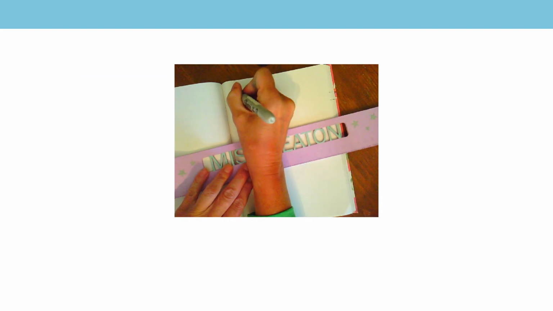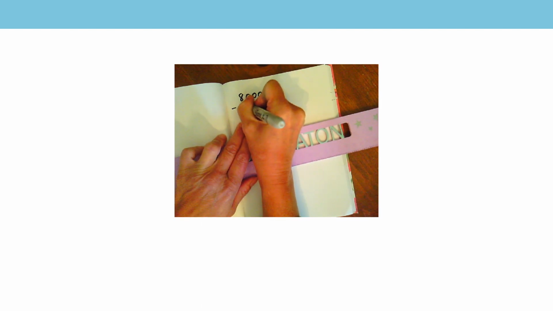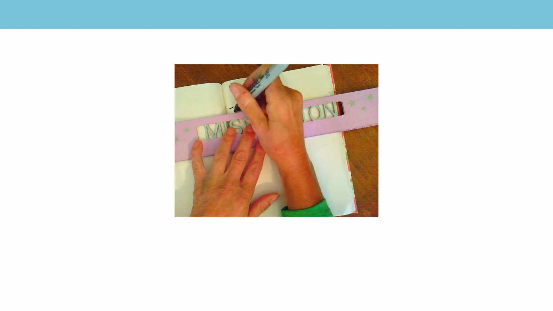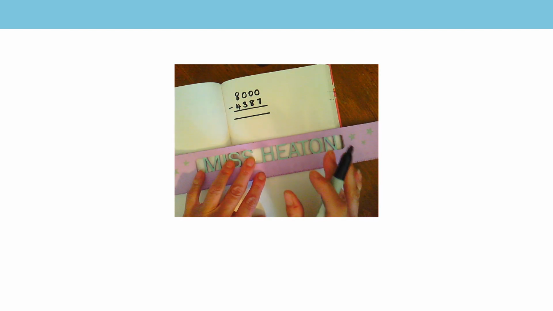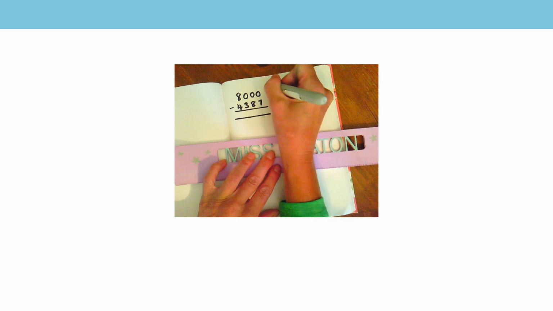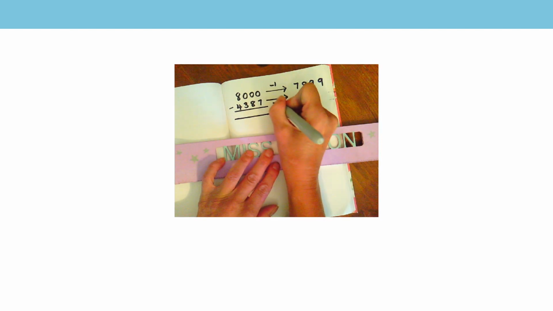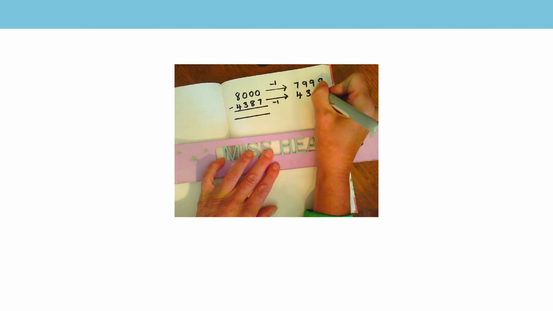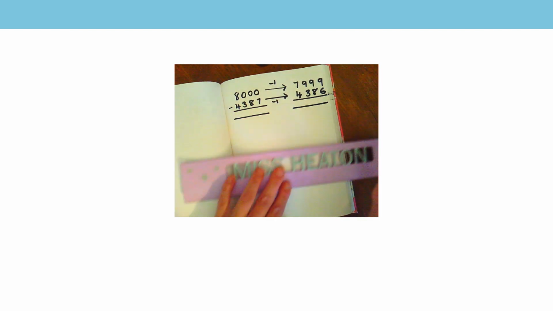Let's have a look at the first one. I had 8,000 and I want to subtract 4,387. So that's how that would look vertically. I know that that would be really tricky to do because I'd have to exchange through the zeros. So I'm going to transform both the minuend and the subtrahend to make this written calculation easier. Now I know that if I subtract 1, I will get 7,999. That's really easy, isn't it? So I need to subtract 1 from the subtrahend as well. And I get 4,386.